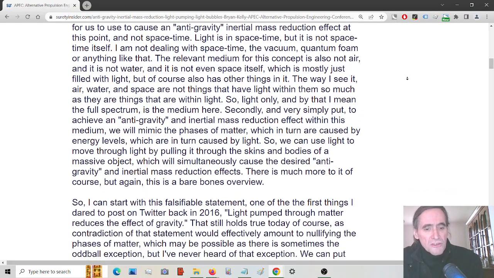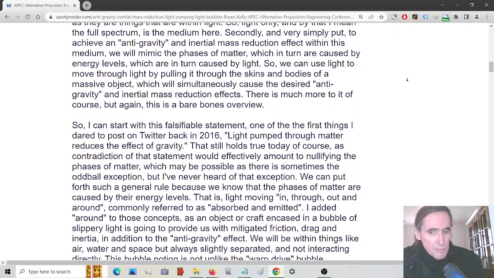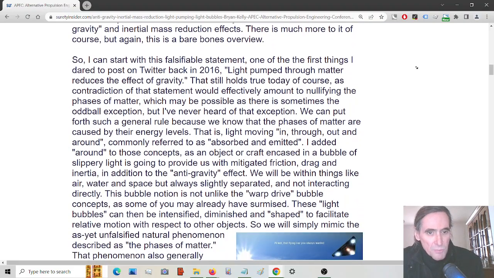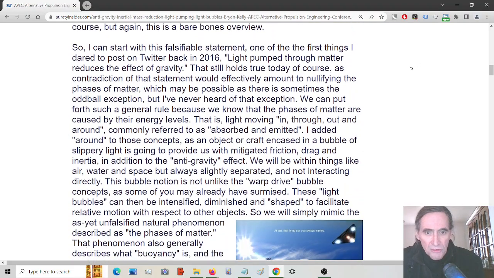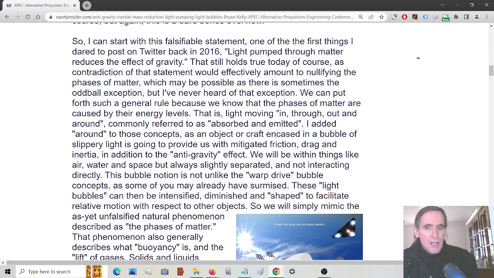So I can start with this falsifiable statement. One of the first things I dared to post on Twitter back in 2016: "Light pumped through matter reduces the effect of gravity." That still holds true today, of course, as contradiction of that statement would effectively amount to nullifying the phases of matter, which may be possible as there is sometimes the oddball exception, but I've never heard of that exception.